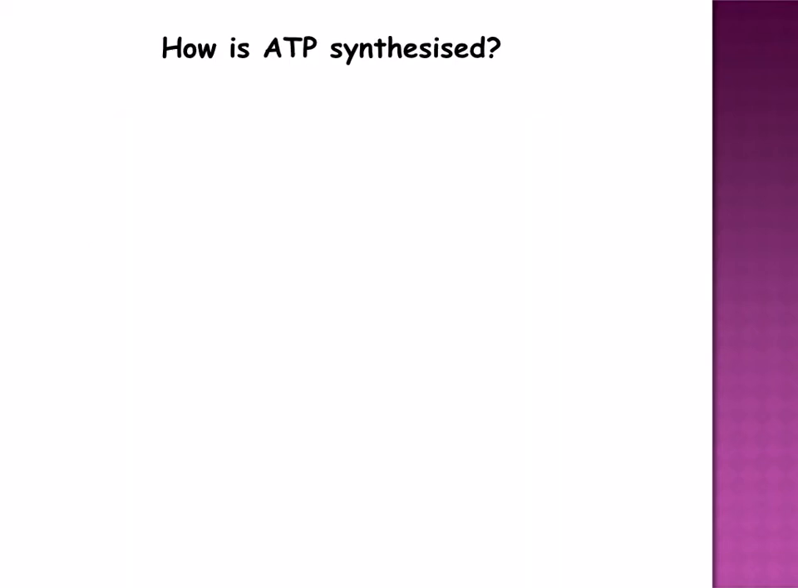Okay, let's move on to how ATP is synthesized. Now, the synthesis of ATP from ADP involves the addition of a phosphate molecule. We call it a phosphorylation reaction. The enzyme is called ATP synthase. It's also known as ATPase, and this catalyzes the reaction.